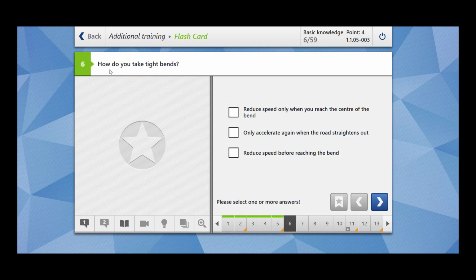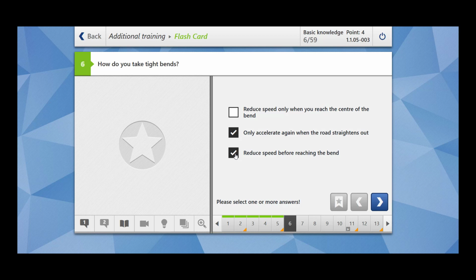Moving towards the next. How do you take tight bends? So when you are approaching narrow bends or tight bends, how do you take them? Reduce speed only when you reach the center of the bend. This is incorrect. Only accelerate again when the road straightens out. This is important. Reduce speed before reaching the bend. This is also important. Whenever you are reaching a bend, you should reduce your speed beforehand.